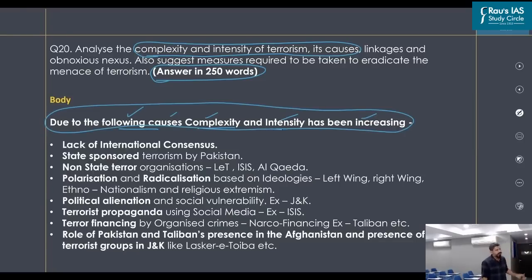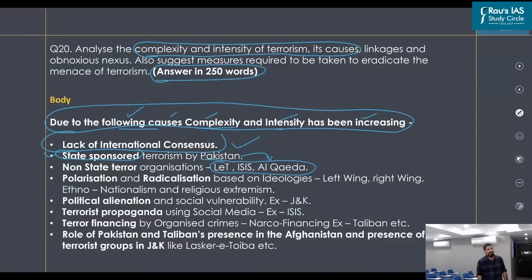First is, of course, the lack of international consensus. I've already highlighted that there is no international definition or convention related to terrorism, although all the countries in the world are facing this issue. Second, what is the second cause which is leading to complexity and intensity? Terrorism is not just homegrown, it is being supported by external state actors, that is state-sponsored terrorism by Pakistan. Then we have non-state actors. Which are these? These are terrorist organizations like LeT, ISIS or Al-Qaeda, which are at times supported by these state actors to fulfill their political goals.